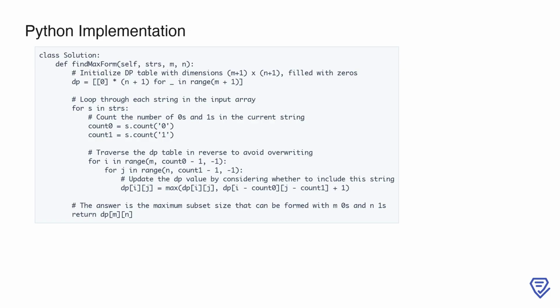For the final result, after processing all strings, the value at dp[m][n] contains the maximum size of the subset that can be formed with at most m zeros and n ones. This approach efficiently handles the constraints by leveraging dynamic programming, avoiding the need for exponential subset enumeration. The time complexity is O(len(strs) * m * n), where len(strs) is the number of strings in the input list. The space complexity is O(m*n) due to the DP table.